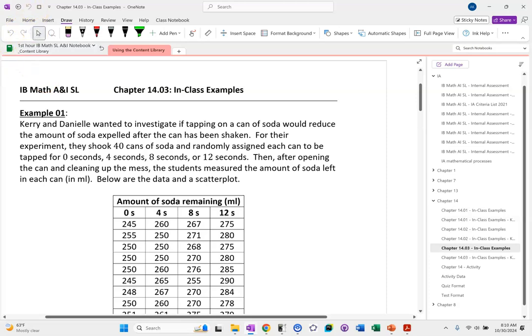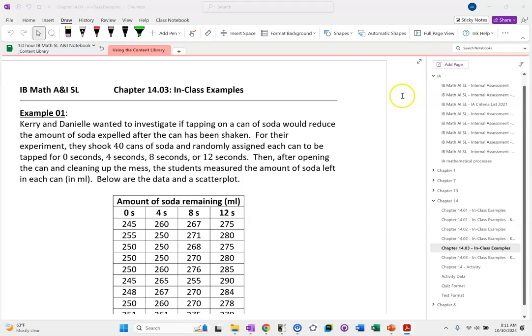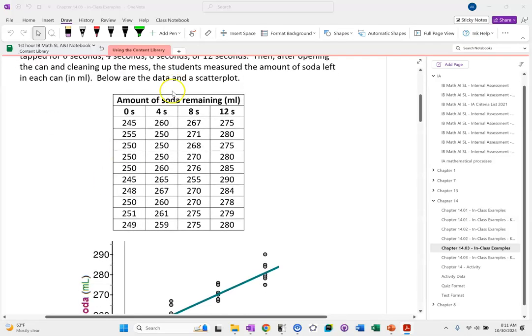So I want to pull up this one I have over here. Carrie and Danielle wanted to investigate if tapping on a can of soda would reduce the amount of soda expelled after the can has been shaken. For their experiment, they shook 40 cans of soda and randomly assigned each can to be tapped for either 0 seconds, 4 seconds, 8 seconds, or 12 seconds. Then, after opening the can and cleaning up their mess, the students measured the amount of soda left in each can in milliliters. Below are the data and a scatter plot.